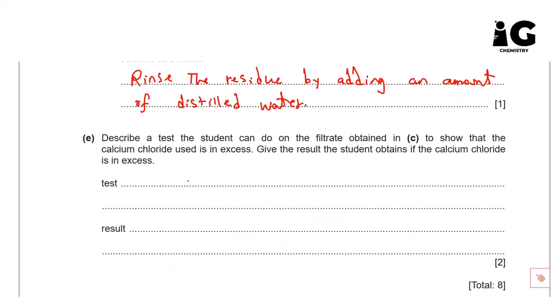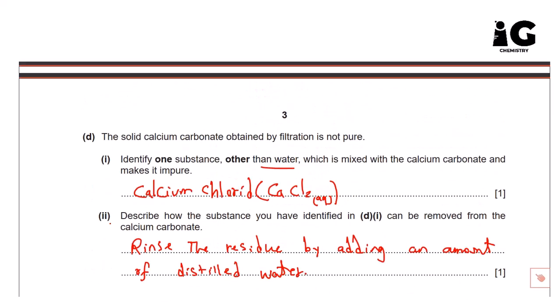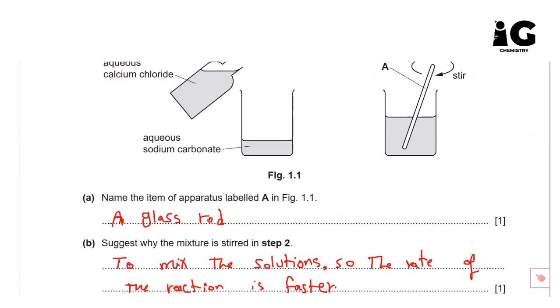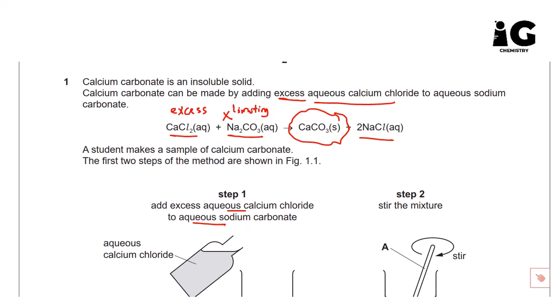Letter A, describe a test the student can do on the filtrate contained in C to show that the calcium chloride used was in excess. So here we need to make sure that the calcium chloride we used at the very beginning was in excess. We need to give what the test is and also what the result is. The substance here again, guys, is called calcium chloride.